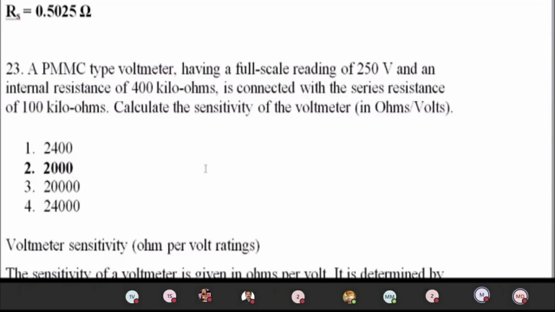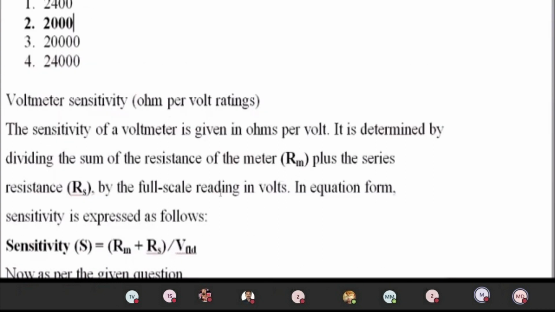What about the next question? You can see again it belongs to PMMC type voltmeter having a full scale reading of 250 volt and an internal resistance of 400 kilo ohms is connected with the series resistance of 100 kilo ohms. Calculate the sensitivity of voltmeter in ohms per volt. That is, sensitivity will be always represented in ohms per volt. So after doing the calculation, we can check the choices.